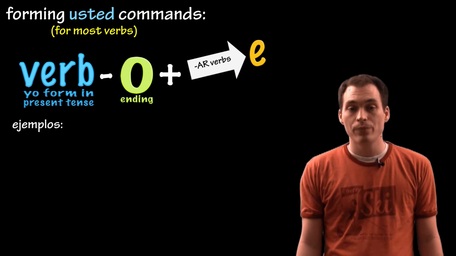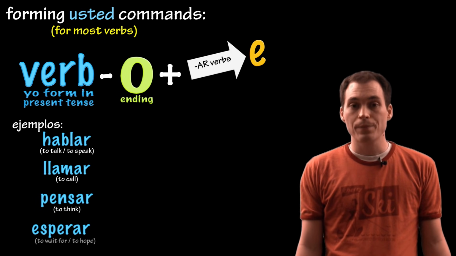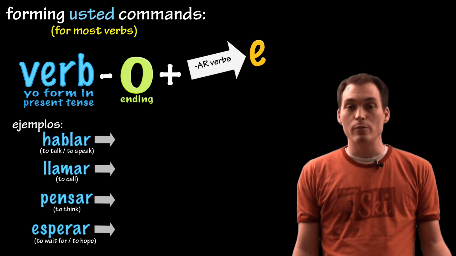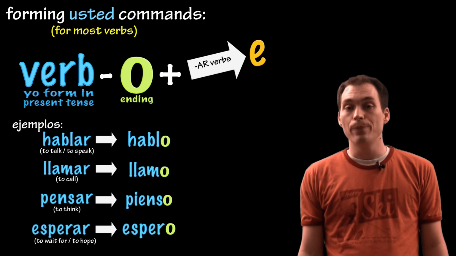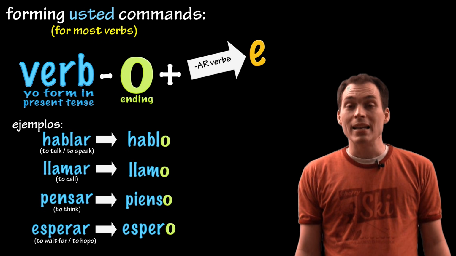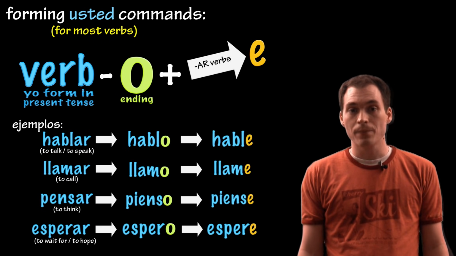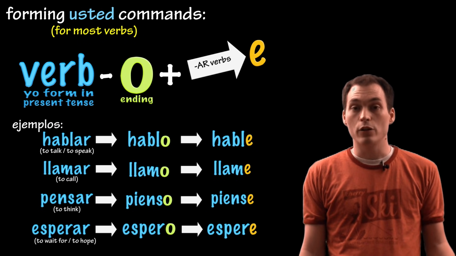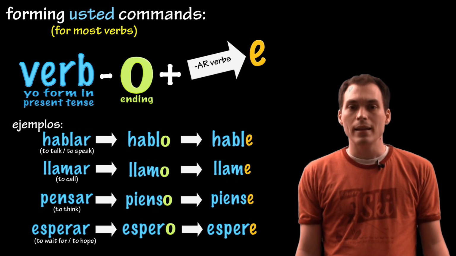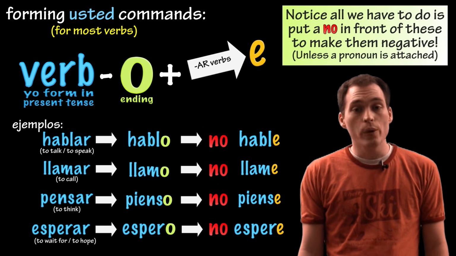Here are some examples. Hablar, llamar, pensar, y esperar. First we'll change them into the yo form in the present tense. So we'd have hablo, llamo, pienso, espero. Now we'll take off the o at the end and add an e to the end of the verbs. Hable, llame, piense, espere. So we have our usted commands. Now, if we want to make those negative, just put a no in front.